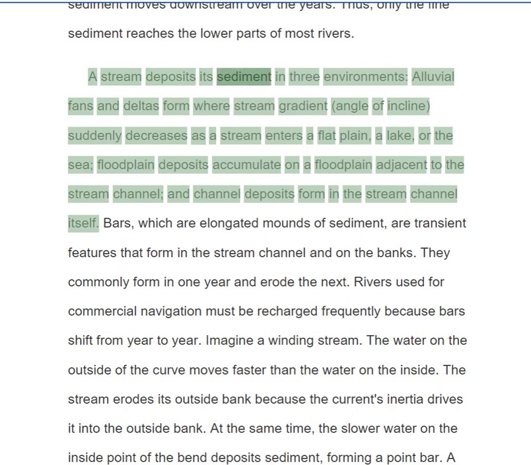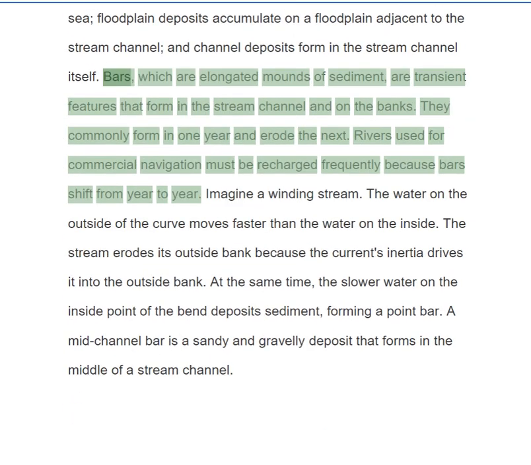A stream deposits its sediment in 3 environments. Alluvial fans and deltas form where stream gradient suddenly decreases as a stream enters a flat plain, a lake, or the sea. Floodplain deposits accumulate on a floodplain adjacent to the stream channel, and channel deposits form in the stream channel itself. Bars, which are elongated mounds of sediment, are transient features that form in the stream channel and on the banks. They commonly form in one year and erode the next. Rivers used for commercial navigation must be recharged frequently because bars shift from year to year.